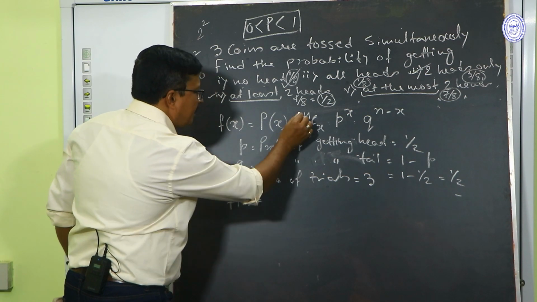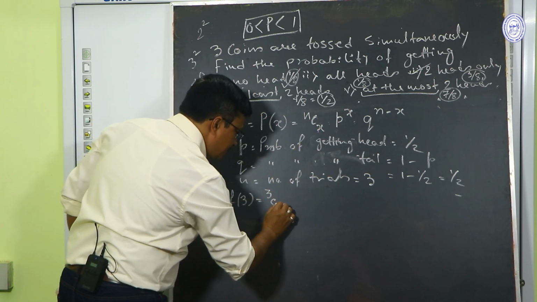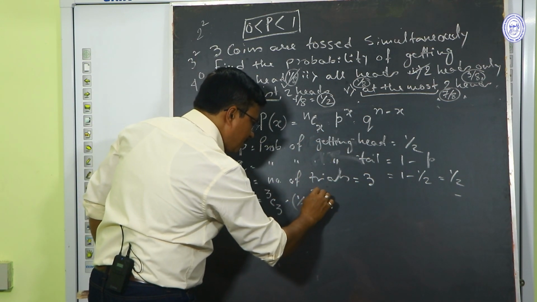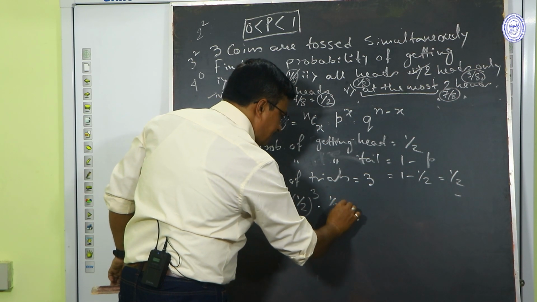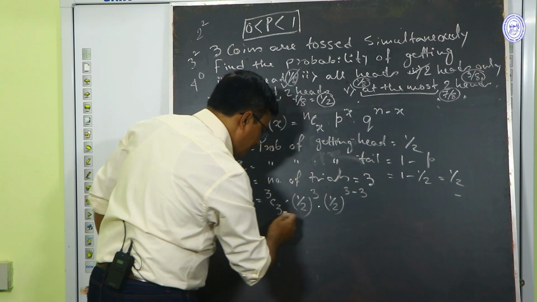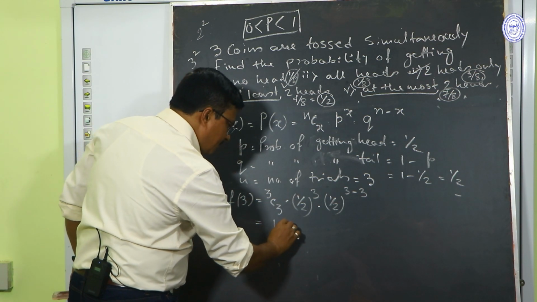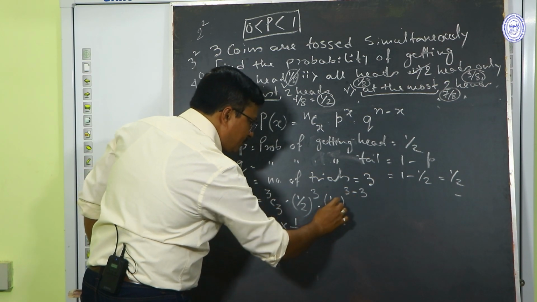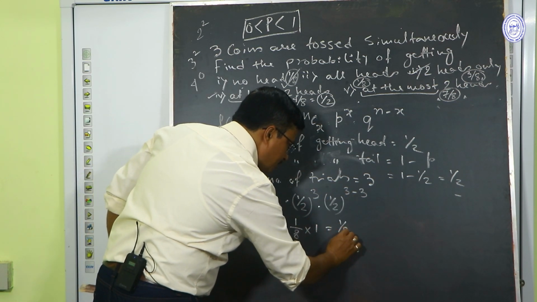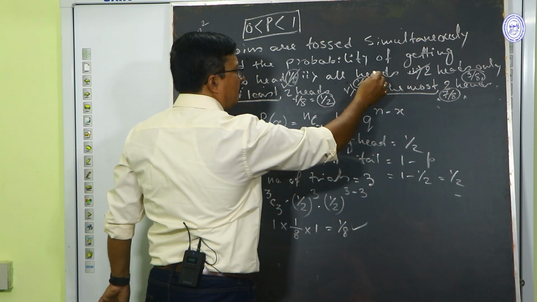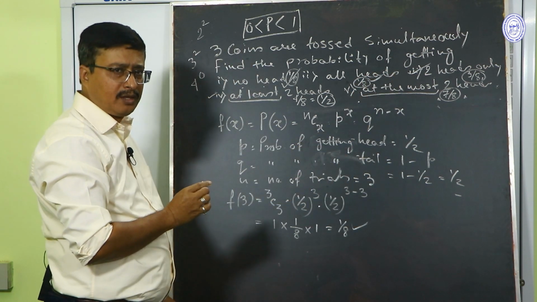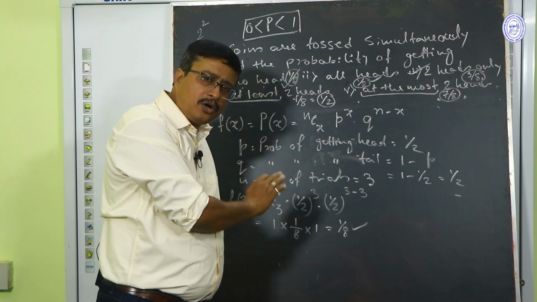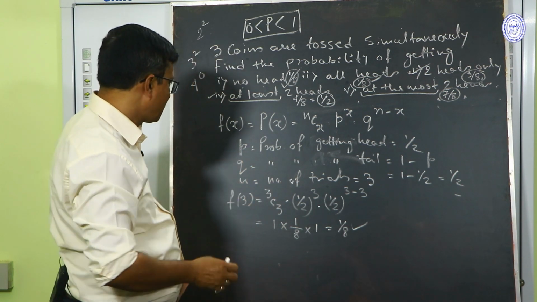f(3) means nCx, so 3C3, P to the power x, that means half to the power 3, Q to the power n minus x, that means half to the power 3 minus 3. nCn equal to 1, 1 by 2 to the power cube means 1 by 8, and something to the power 0 equal to 1, so the answer is also 1 by 8. Just look, both answers are the same. Whenever you go through probability theory or probability distribution, the answer must be the same.